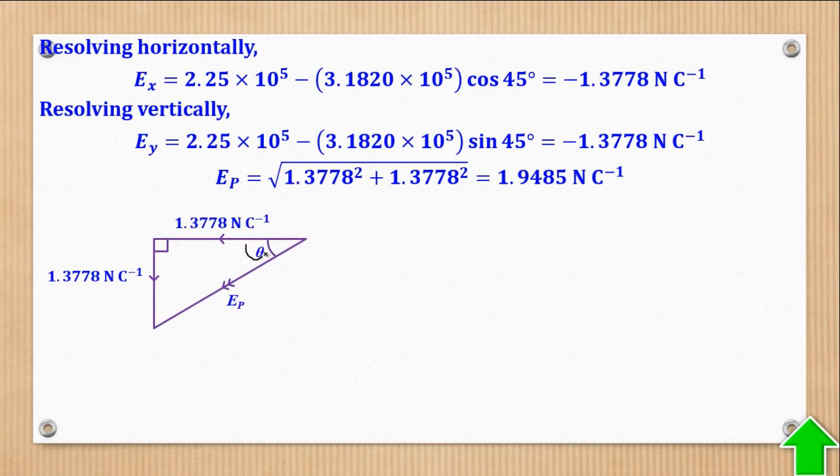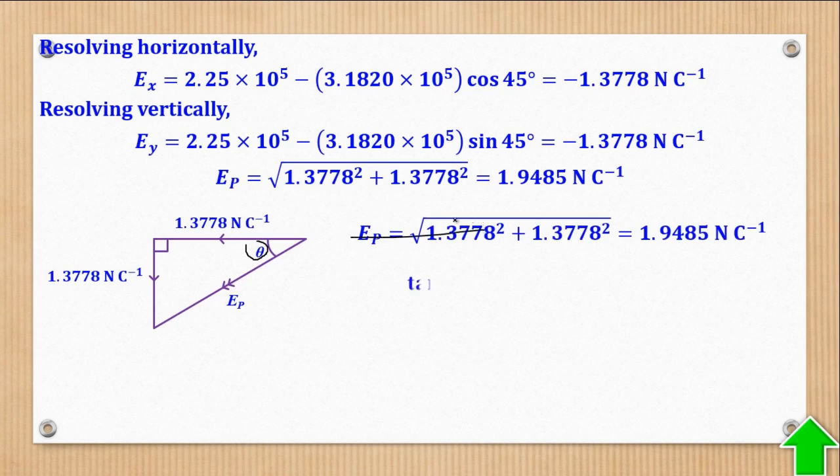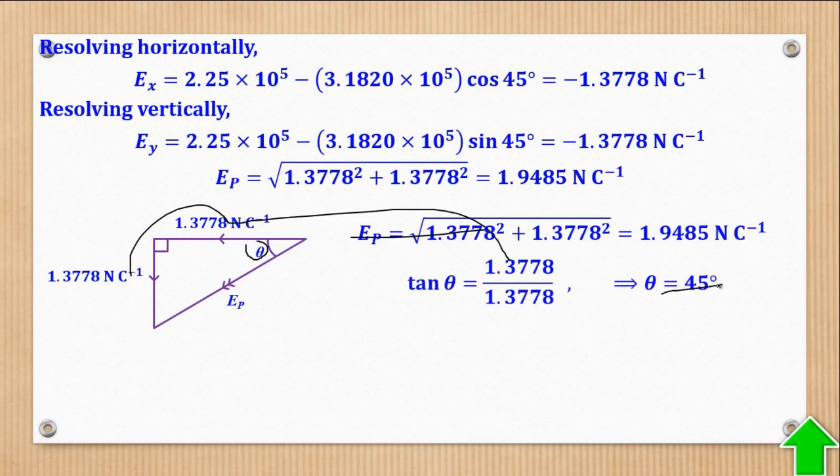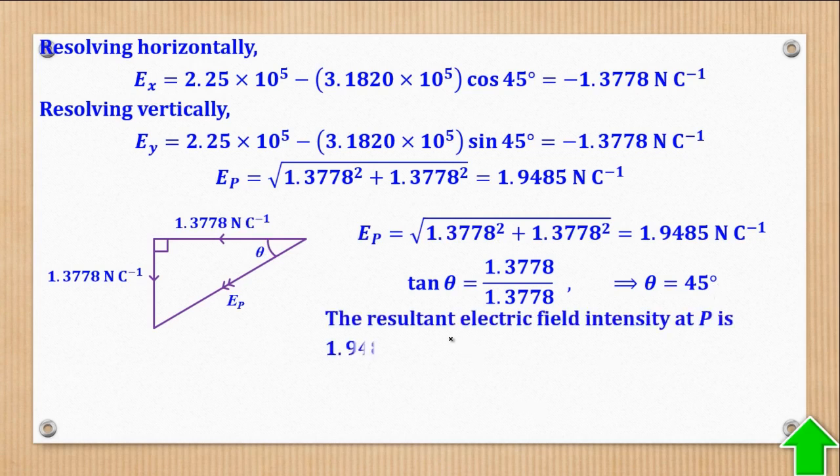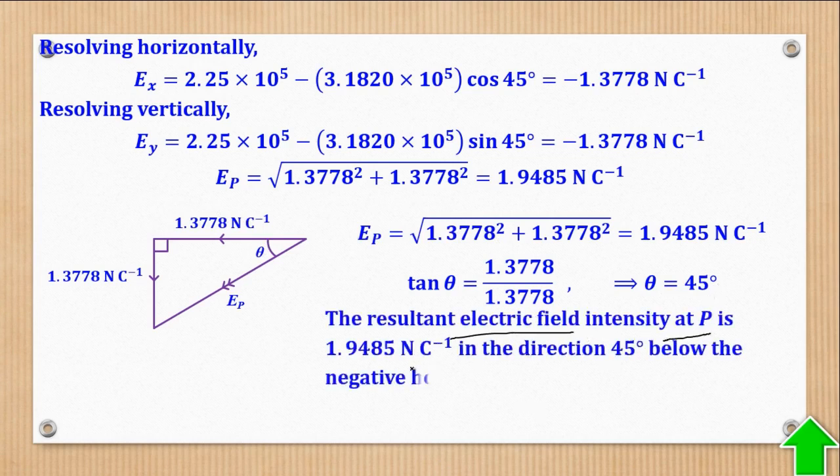So our aim is to get this value of theta, so we shall use SOHCAHTOA. Then tan theta will be opposite over adjacent, which is this, and gives you 45 degrees. Therefore, we can conclude that the resultant electric field intensity at P is this, in the direction this, below the negative horizontal. So I believe by now you know why we are saying below the negative horizontal. It was explained under Coulomb's law.